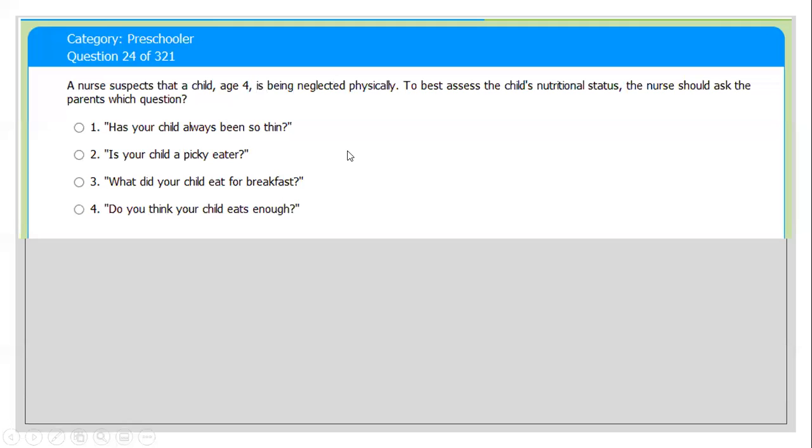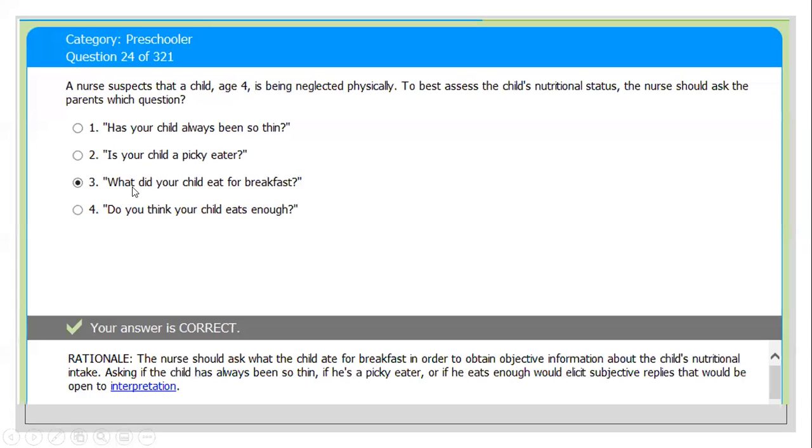So this question is about finding out nutritional status. The correct answer is, what did your child eat for breakfast? Nutritional status is the current body status of a person or a population group. It is related to their state of nourishment, basically.